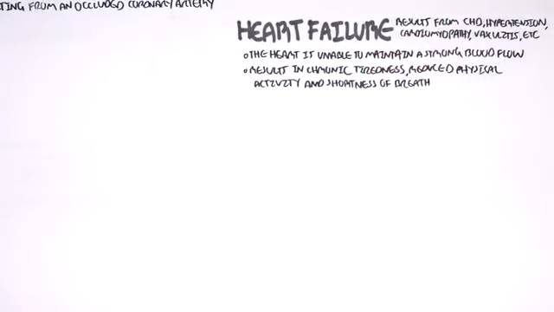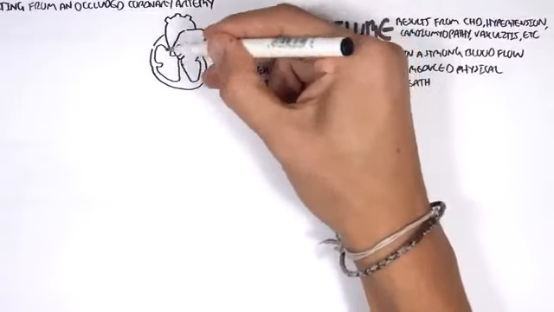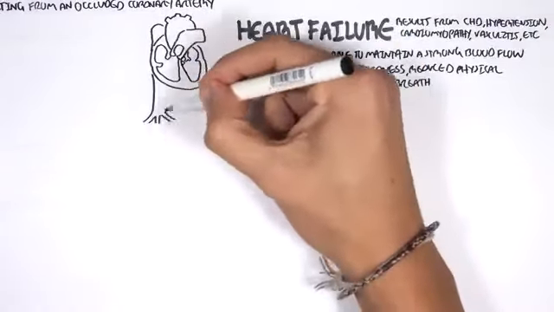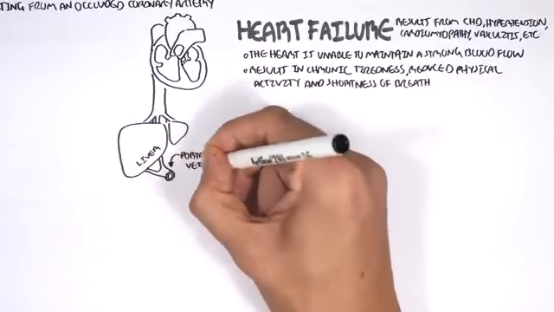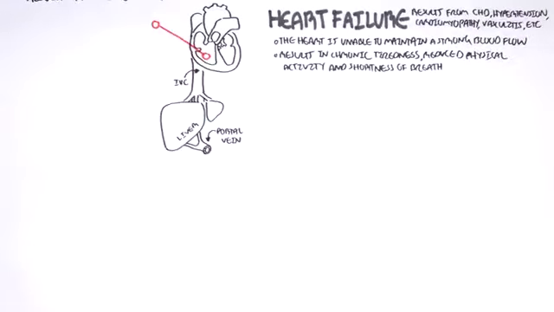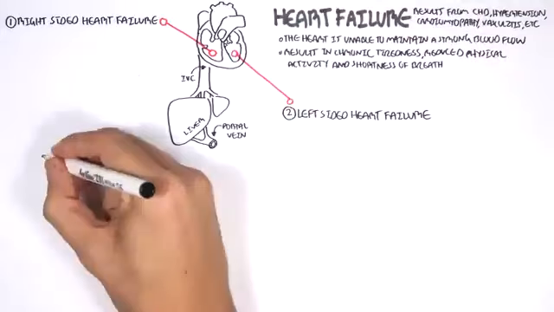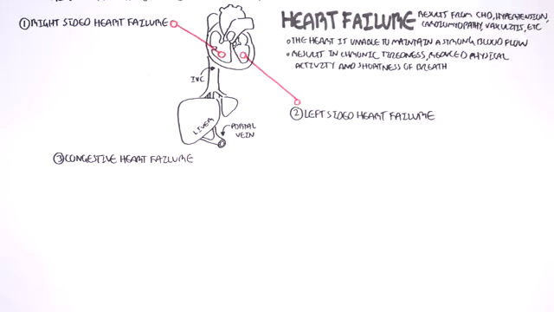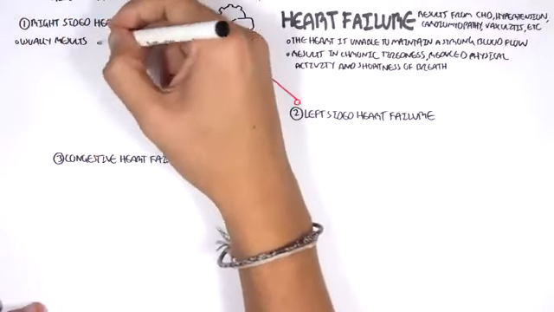So here we have the heart and its four chambers, and here we have the inferior vena cava, which connects with the liver via the hepatic vein, and coming out of the liver from the bottom, we have the portal vein. Heart failure can be divided into three types: right-sided heart failure, left-sided heart failure, and congestive heart failure. Right-sided heart failure is usually a result of left-sided heart failure.